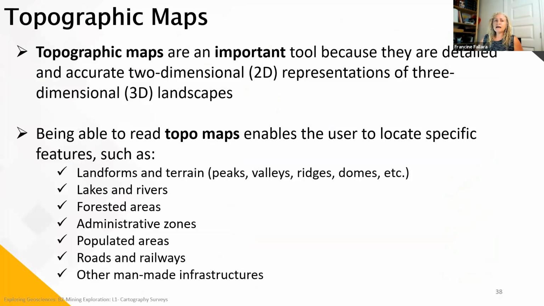So going back, just one step back, to topographic maps: why they are important and how we need to use them to project our geological observations. Again, it's to understand the difference between two-dimensional 2D representations and three-dimensional 3D landscapes. So what do we need on our topo maps? Whatever we have that is our natural terrain, that would include your landforms, your peaks, valleys, ridges, domes, basins, etc. Your lakes, rivers, your forested areas, everything that has to do with administrative zones, populated areas, roads, railways, and any other man-made infrastructure, your mines, dams, whatever.